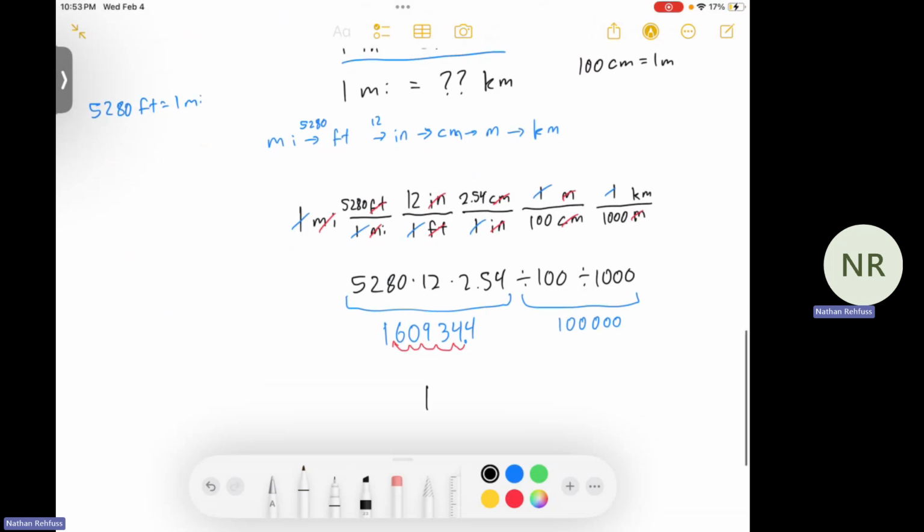1 mile is exactly 1.609344 kilometers. No more and no less. That's all the decimal points that number has.